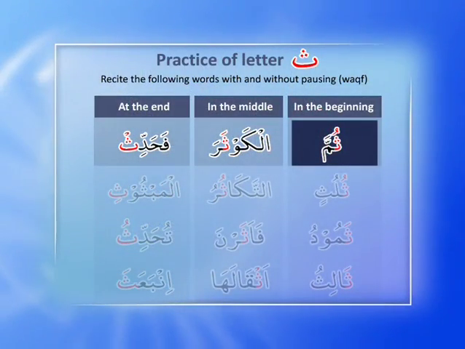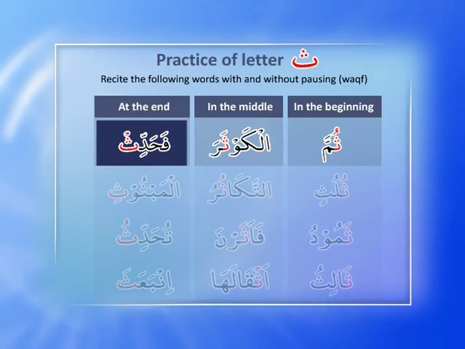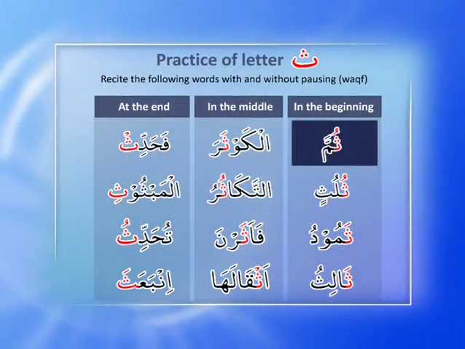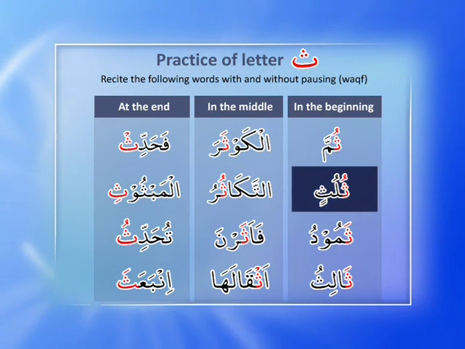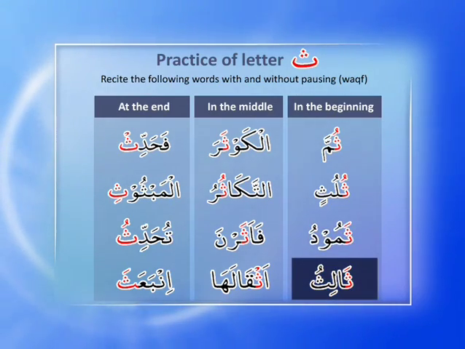Now, in the beginning, the first one is thumma. It has come many times. So let's do the practice. Thumma. Al-Kawthar. Fahaddith. Okay, let's start from the beginning first, the first column, and then move to the middle. Thumma. Thuluthin. Thamudu. Thalithu. As I mentioned, recite the following words with and without making a pause.